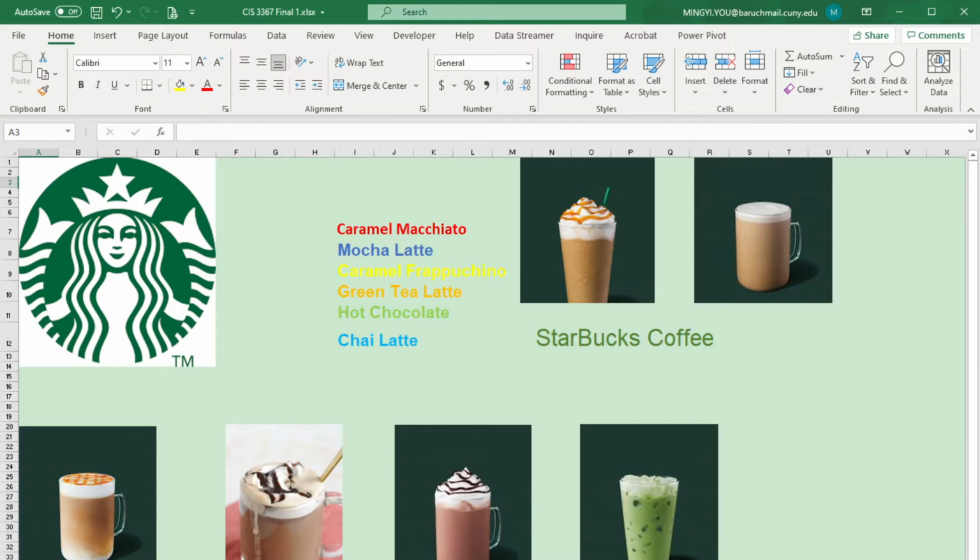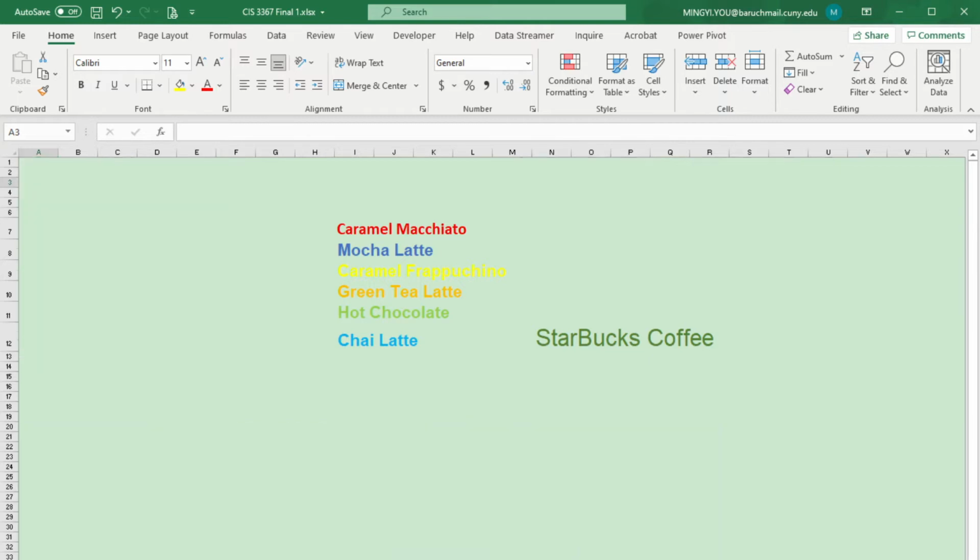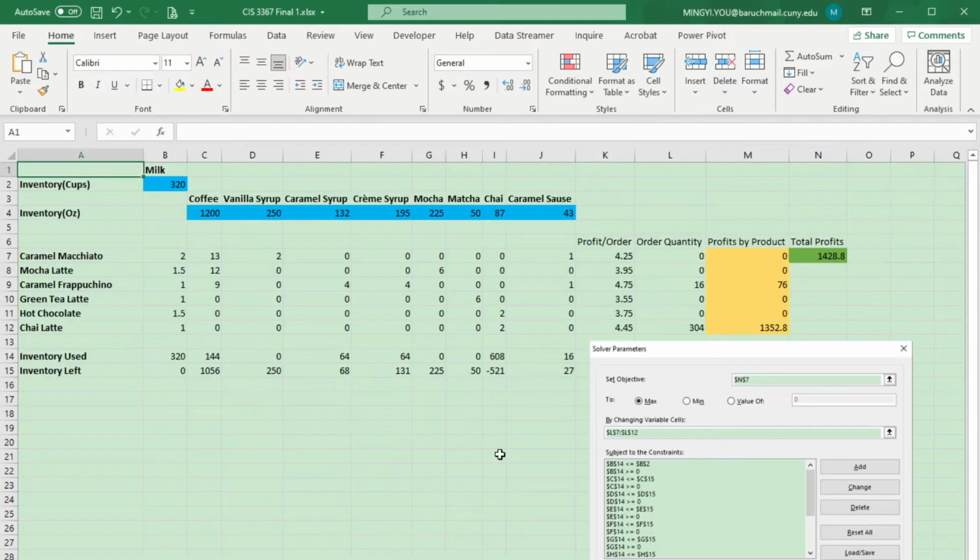First of all, products involved in this simulation include caramel macchiato, mocha latte, caramel frappuccino, green tea latte, hot chocolate, and chai latte. Let us start to take a look at the cell simulation.